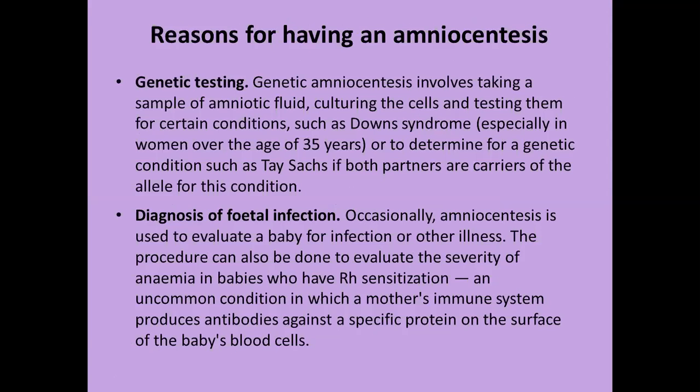So why would a person have amniocentesis? The first thing is genetic testing. This involves taking a sample of the amniotic fluid, culturing the cells, and then testing or examining those cells for certain conditions such as Down syndrome. This would be especially recommended for women falling pregnant if they're over the age of 35 years.